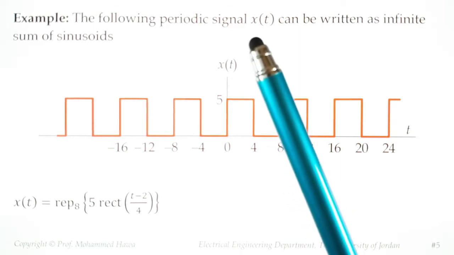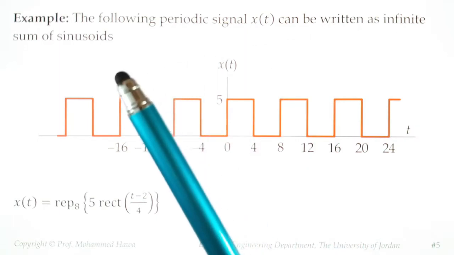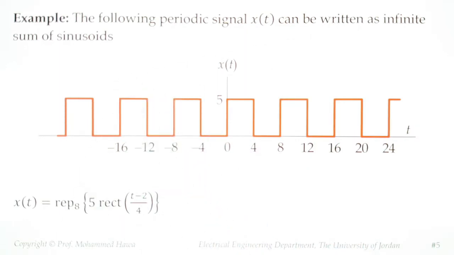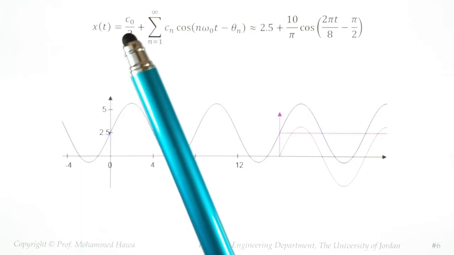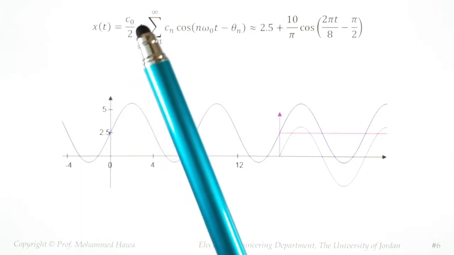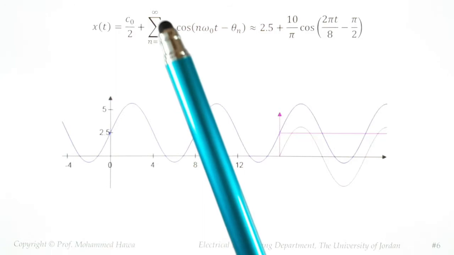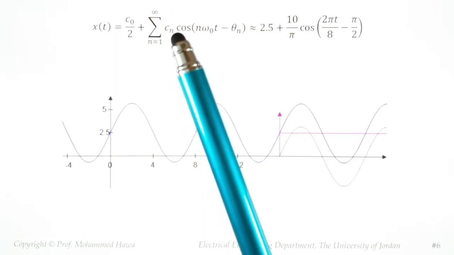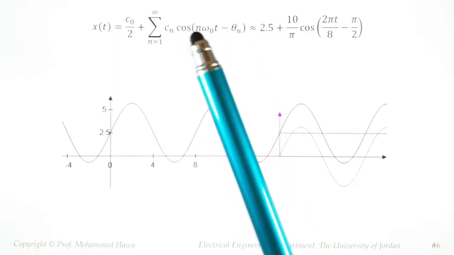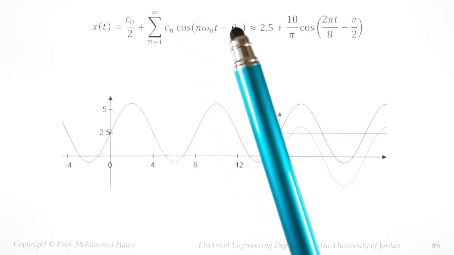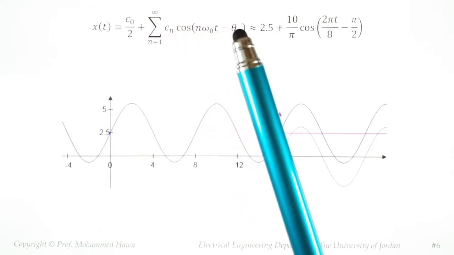Use Fourier series to represent x of t as an infinite sum of sinusoids. You could use the complex exponential form. You could use the trigonometric form. You could use the compact form. I'll concentrate on the compact form just for now, which means I say x of t is equal to a DC value, constant C naught over 2, plus summation from 1 to infinity, constant Cn, cosine n omega naught t minus theta n. Notice I have infinity cosines, infinity sinusoidal signals, cosines with different amplitudes and different phase shifts.